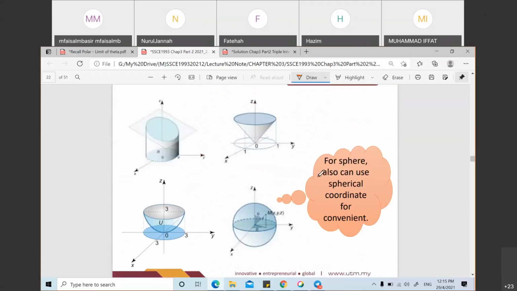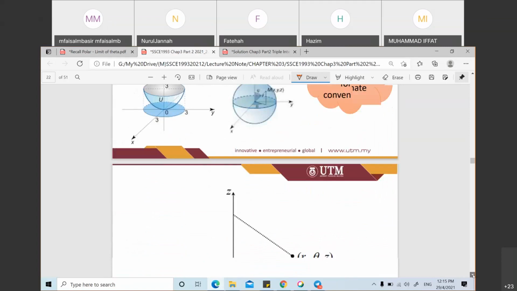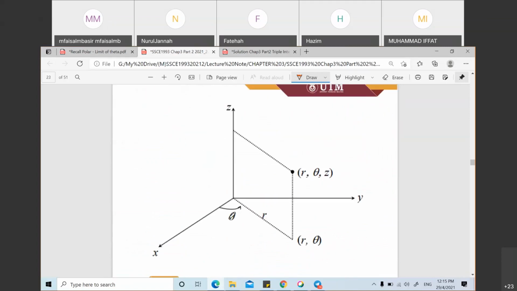Next will be for sphere. You can also use the spherical coordinate. Sphere is the next subsection. So we use cylindrical coordinate because we have a cylinder problem. We have cylinder with the plane or cylinder with the cone, and this is parabola. Okay, parabola, and then we have circle inside, and this is sphere. For sphere we use spherical coordinate.